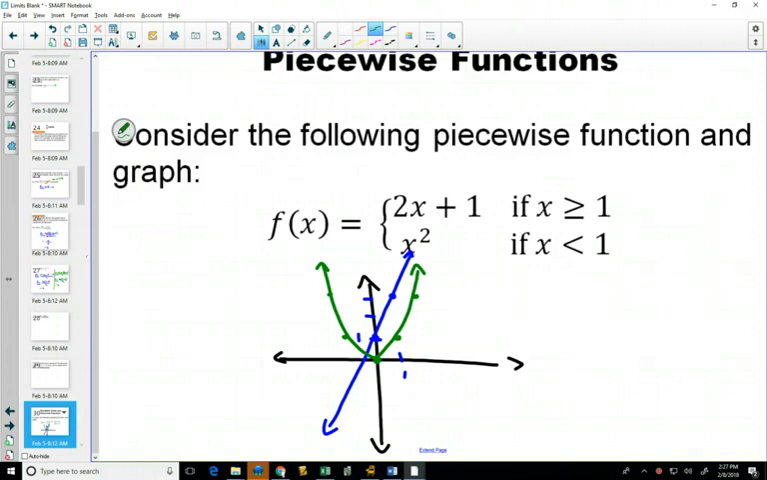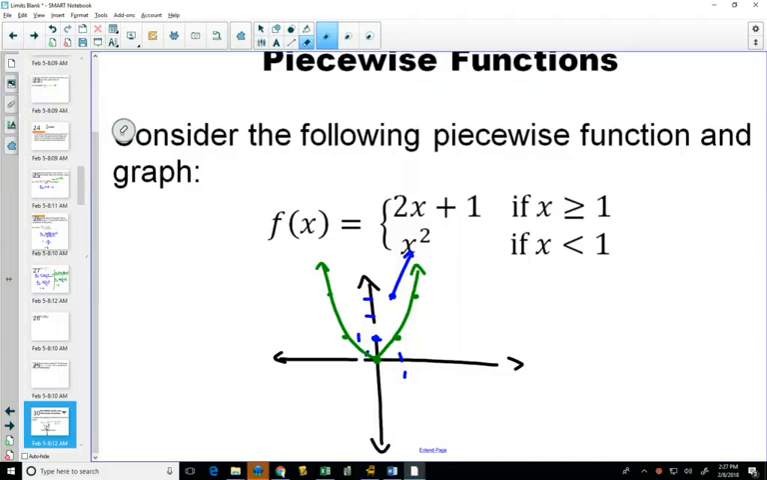What a piecewise graph says is we're going to graph 2x plus 1, but we're only going to use part of its domain. So we're only going to graph 2x plus 1 if x is bigger than or equal to 1. So I'm going to take out my eraser now, and I'm going to take away all of the graph except for where x is bigger than or equal to 1. So I'm going to erase the blue graph from here all the way to there.